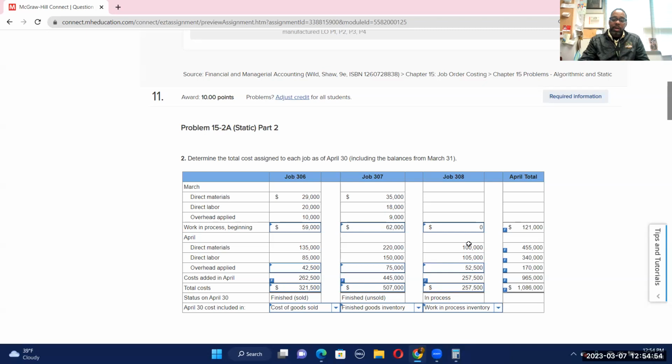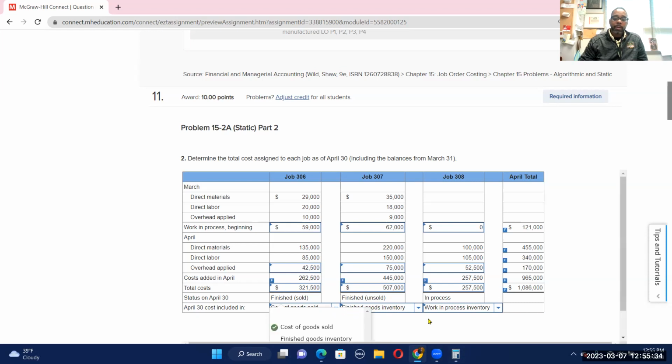Now you're going to add these 3, the direct materials, direct labor, and overhead. You get 262,500 for job 306, 445,000 for job 307, and 257,500 for 308. The total cost, you're going to take the work in process plus the cost you added in April, and you get 321,500 for job 306, 507,000 for job 307, 257,500 for job 308.